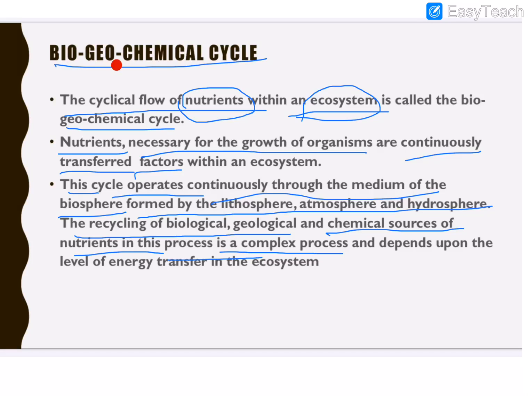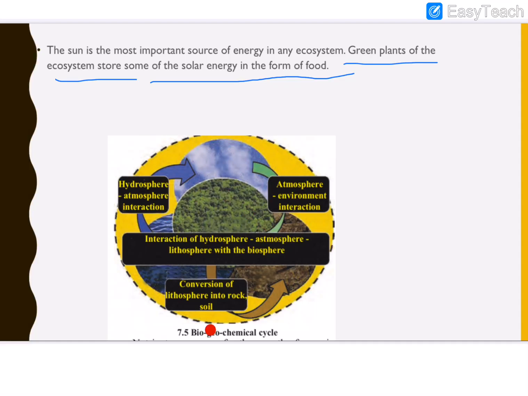So that is called the biogeochemical cycle, and it is a complex process that depends upon the level of energy transfer in the ecosystem. So biogeochemical cycles depend upon the energy transfer in an ecosystem. This is an image of a biogeochemical cycle.